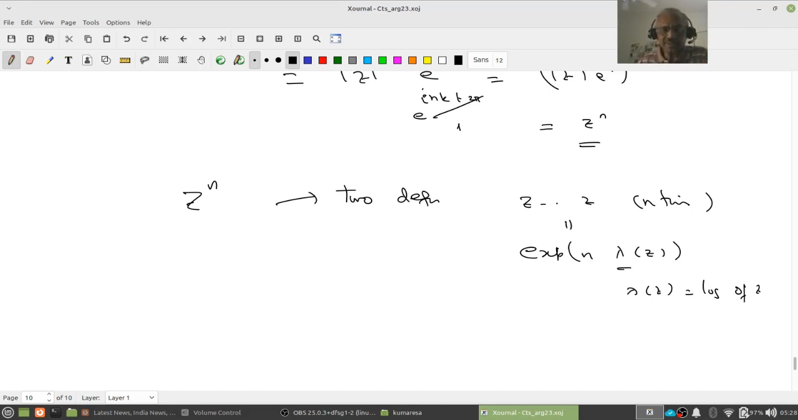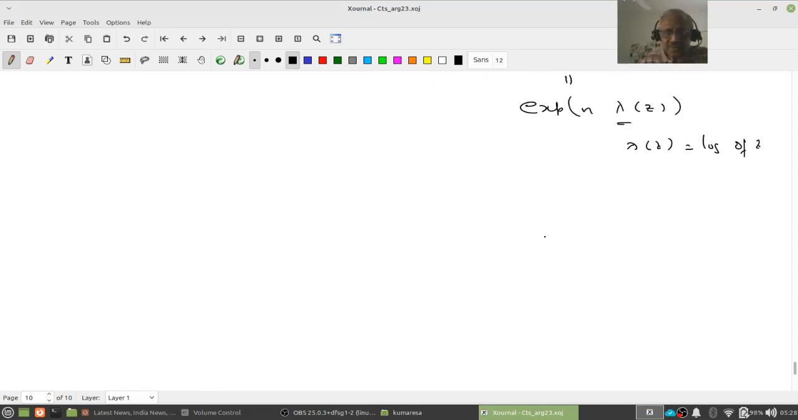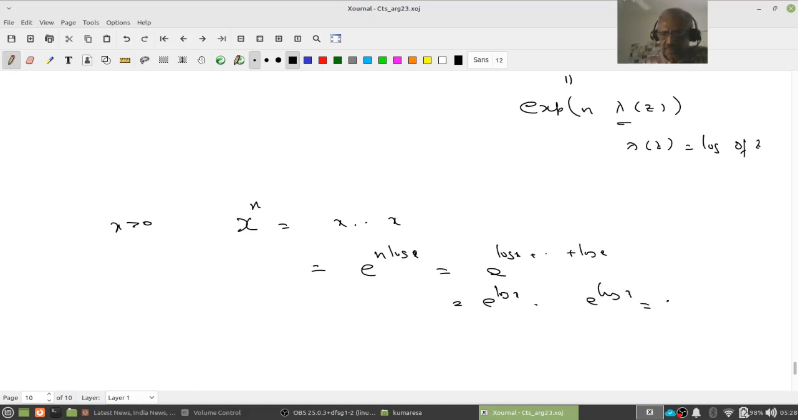Okay, therefore what I have shown is we had extended the power, right? That is, even in real analysis, this is the problem. You have x power n where x is positive. x power n is x times x times x. But this is also a definition of e power n log x. e power n log x is e power log x plus log x, n times. Therefore, it's e power log x into e power log x. This is x into n times. Therefore, x power n. Do you understand?